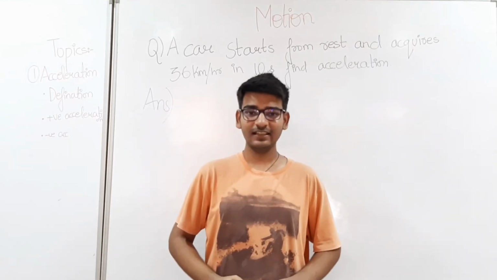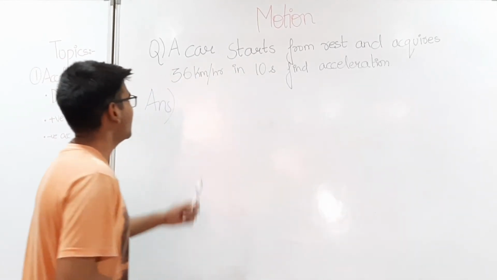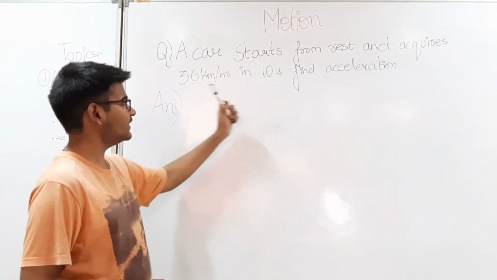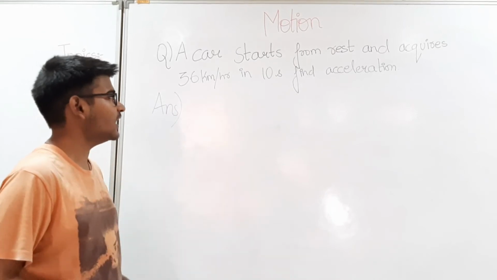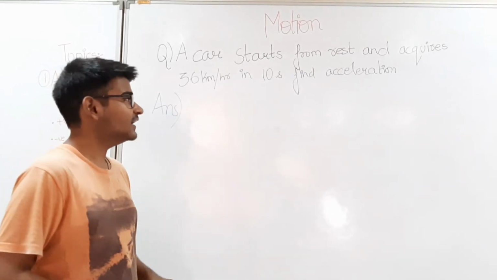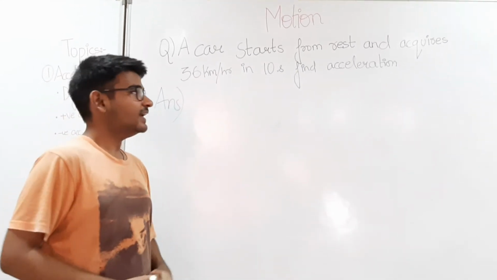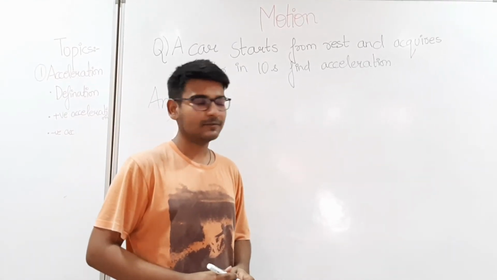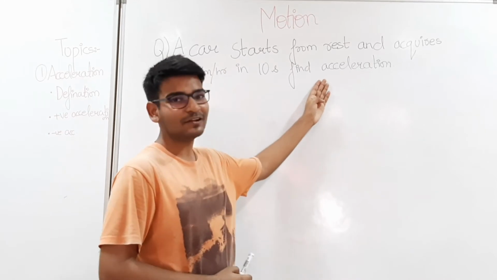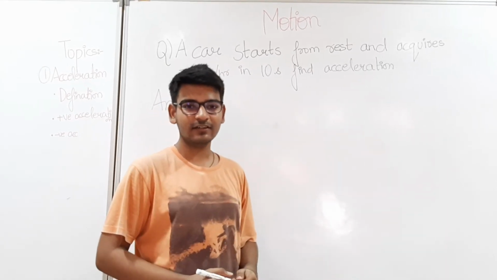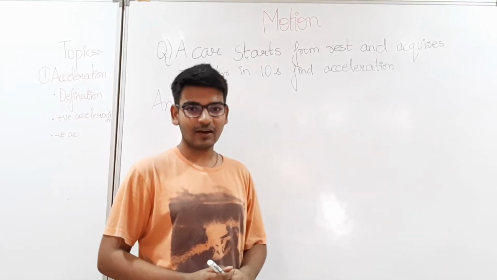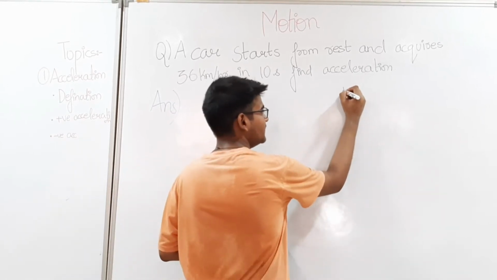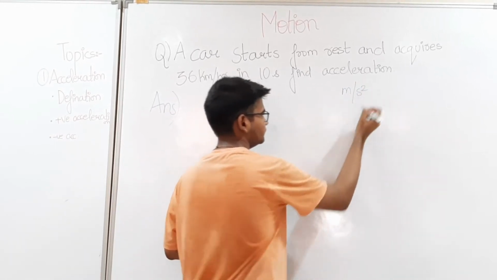So now let us take an example. A car starts from rest and acquires 36 km per hour in 10 seconds. We have to find acceleration. In this question it is not given in which units we have to find, but we know that the SI unit of acceleration is meter per second square. So we will find acceleration in meter per second square.